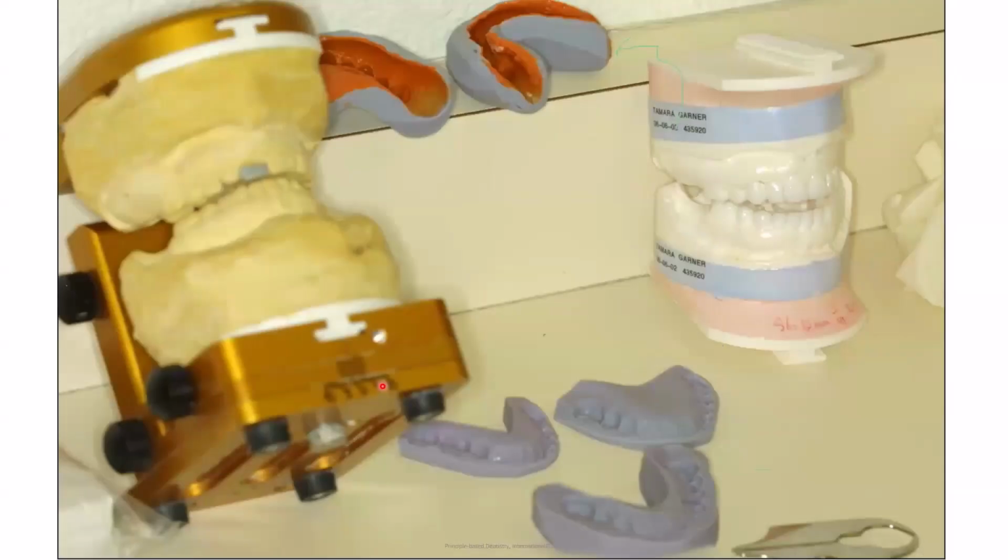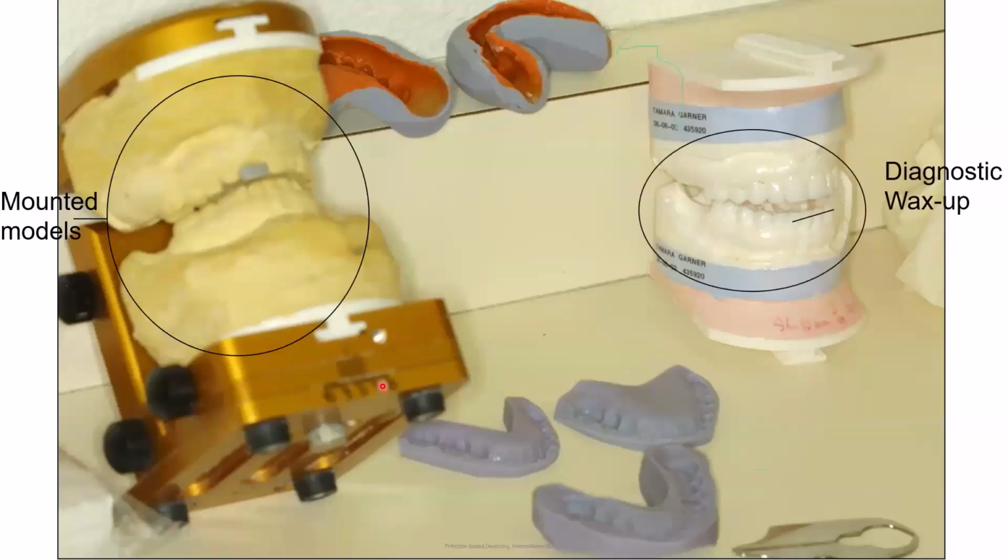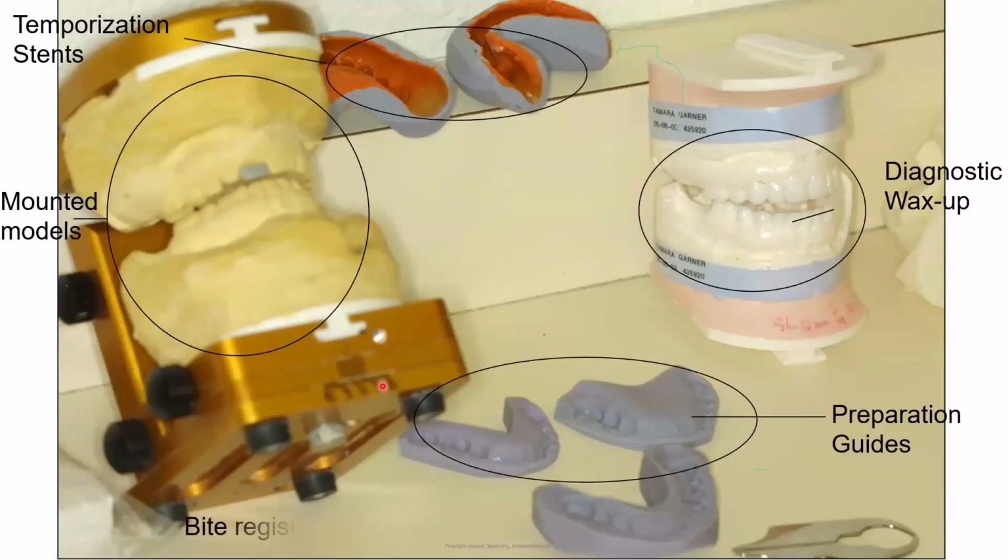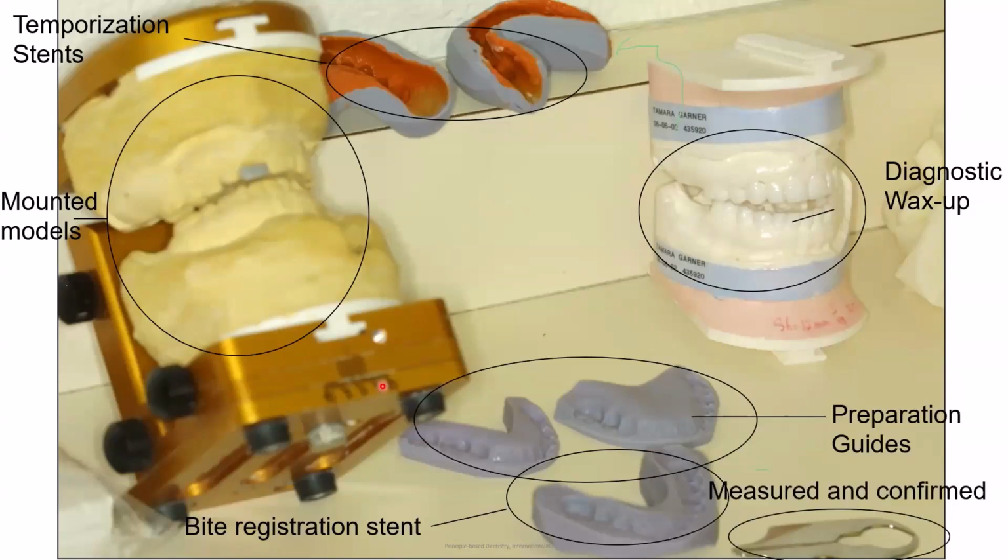Again, very easy, and it's a system. So when we get into the clinic, we've got everything. We've got our models, we've got our wax up, we've got our temporization stents, we have our prep guides, we have our bite registration stents, and everything's measured and accurate, and we are ready to go. So when we get all this done from our lab, it's going to make the case rather easy.